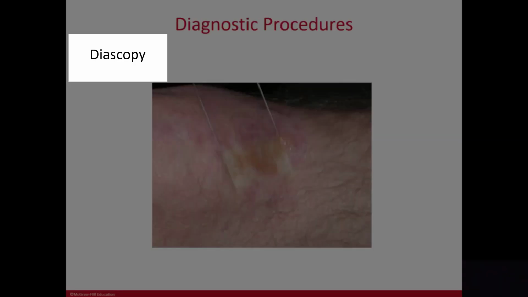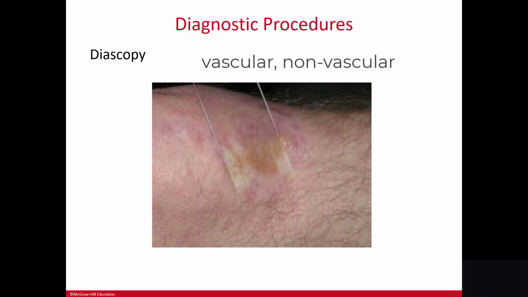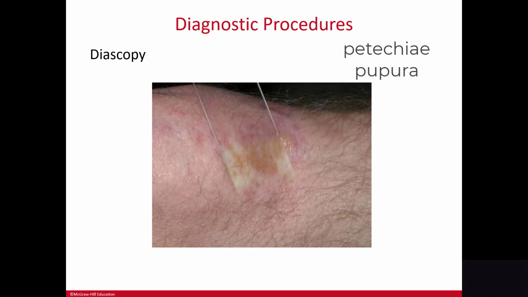Diascopy is used to test if a lesion is vascular or non-vascular, meaning basically does it have a lot of blood vessels? Or is it hemorrhagic, meaning is it full of pooled blood underneath the surface of the skin? Basically, a microscope slide is pressed on the lesion, and if the lesion turns white, or we say it blanches, the lesion is likely inflammatory. If it does not blanch, the lesion is likely non-vascular, like a mole, or it's hemorrhagic, like petechiae or purpura. So we're basically using it as a diagnostic tool.